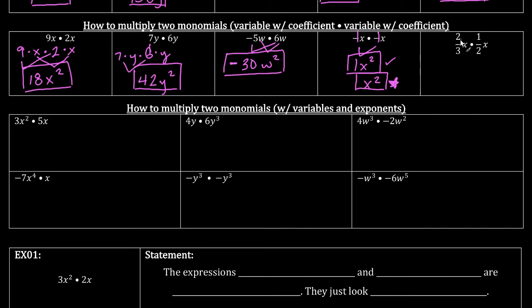All right, right here, remember, the same thing with fractions. But with fractions, you multiply across. So 2 times 1 is 2. 3 times 2 is 6. Remember, positive times a positive is a positive. Now, x times x is x to the second power. Don't forget that we can simplify. The convention is to simplify. So 2/6 simplifies to 1/3. So 1/3 x squared.